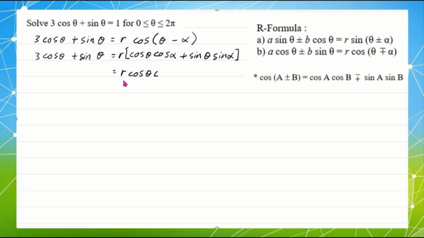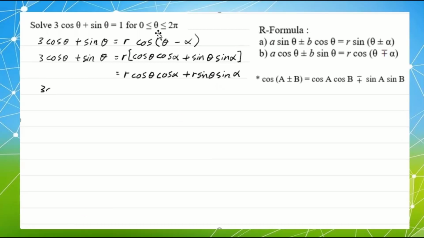So after expanding the R, we got R cos theta cos alpha plus R sin theta sin alpha. Now we try to rearrange this term so that cos theta is on the right hand side and the rest on the left hand side. So after we arrange, this is R cos alpha multiplied by cos theta, and same as this, we arrange sin theta on the right hand side, R sin alpha on the left.